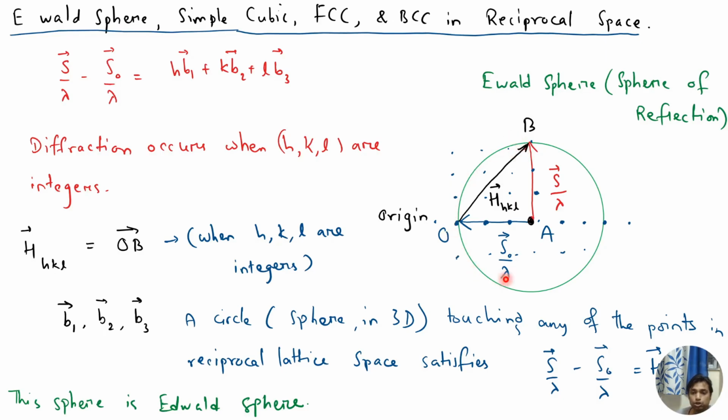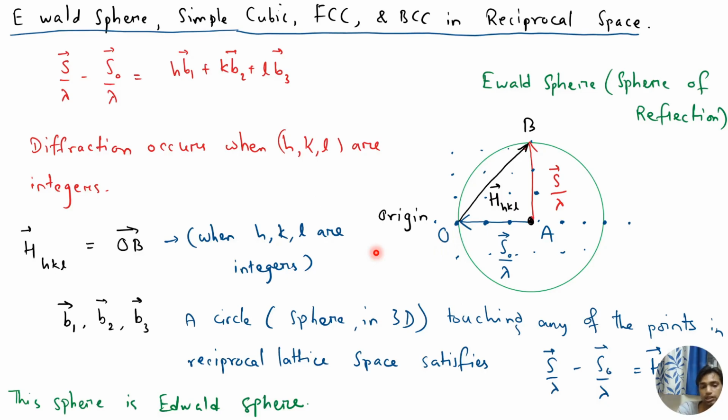This particular construct is called the Ewald sphere. The circle, or the sphere in 3D, touching any of the points in the reciprocal lattice space, whenever it touches a reciprocal lattice point, it will satisfy the condition of diffraction.